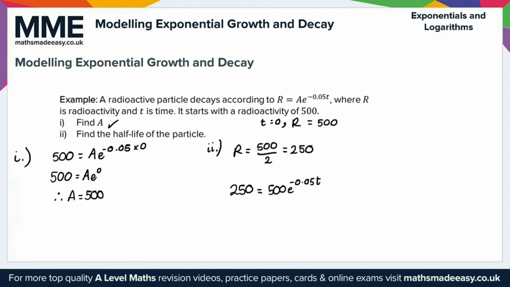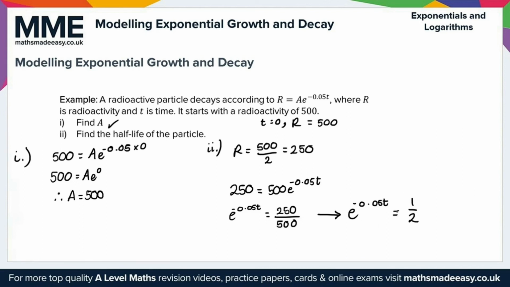So to start with, we can divide the left hand side and the right hand side by 500. So that would give us e to the minus 0.05t is equal to 250 divided by 500. And this right hand side here clearly simplifies to just give us a half. So what we get then is e to the minus 0.05t is equal to 1 over 2. So here now we're looking to find the value of t, and as we have the exponential function here, that means we're going to need to use the natural logarithm.